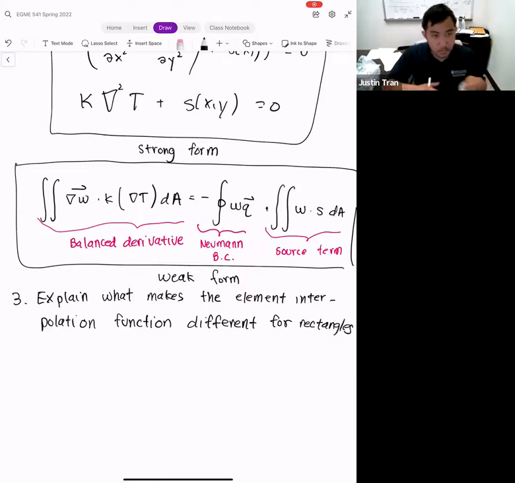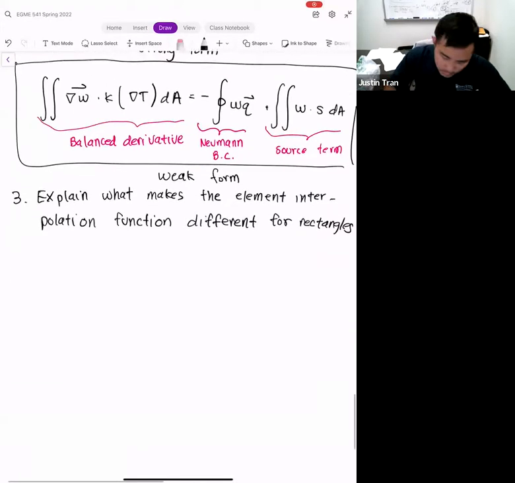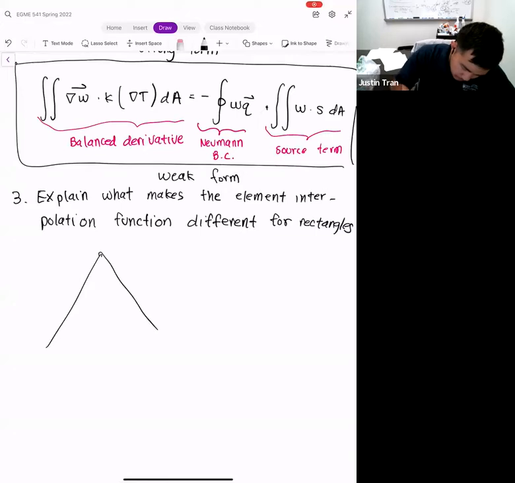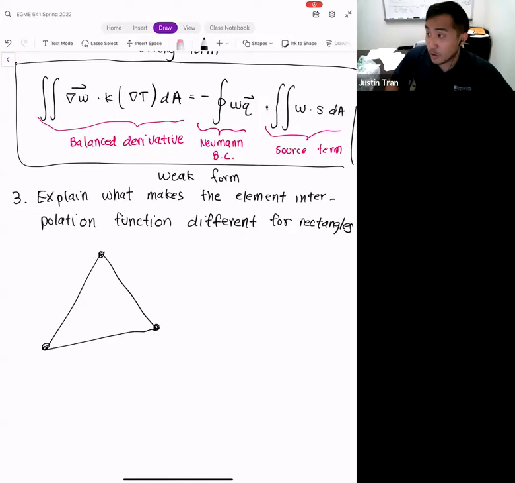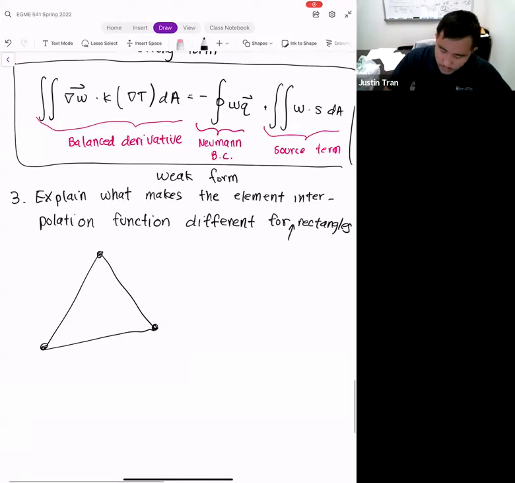All right. To explain this, we first have to look at how the triangle looks. Here's our 3-node linear triangle. I should say this is for linear triangles in particular. For our linear triangle, we have 3 nodes. With 3 nodes, that means our element interpolation function can have three terms in it.